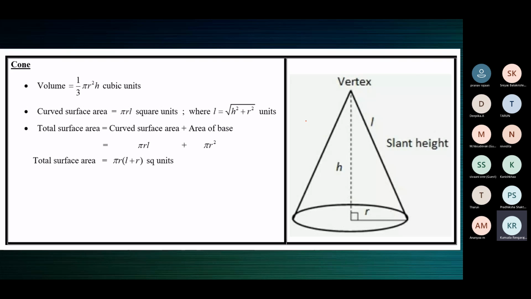So the cone is 1/3. Or the volume of the cylinder is 3 times the volume of the cone of the same radius and height. Volume of a cylinder of radius r and height h is equal to 3 times the volume of a cone of the same radius and height.